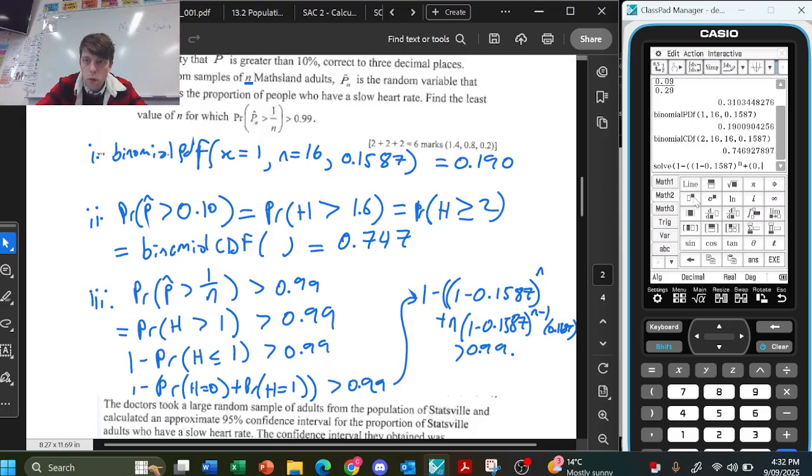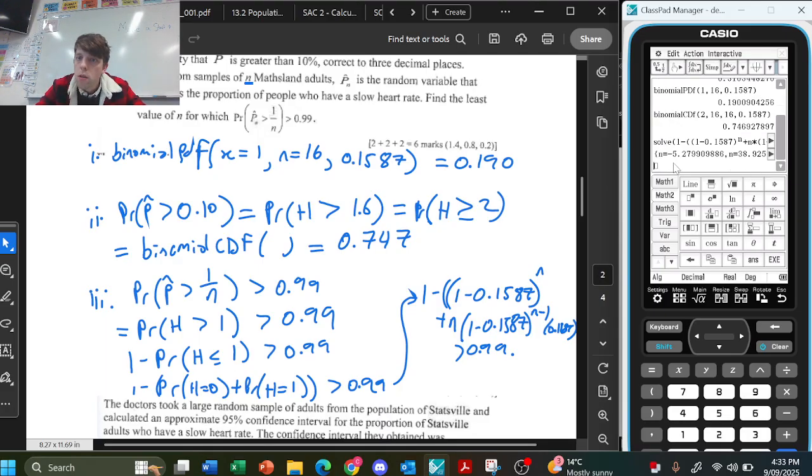plus n times 1 minus 0.1587 to the power of n times 0.1587. We want to solve when that is equal to 0.99, so that was n minus 1 there. And we're solving for n. I think I've forgotten a set of brackets there.